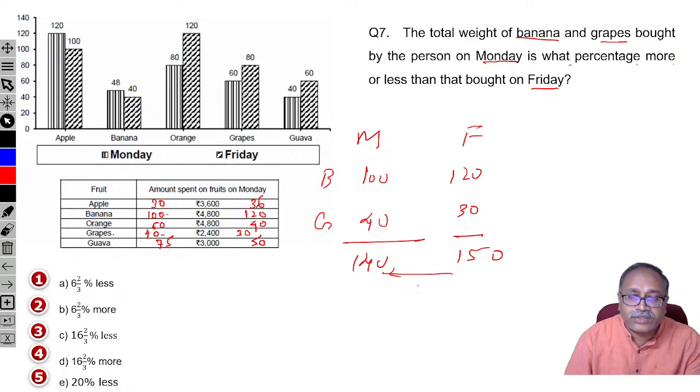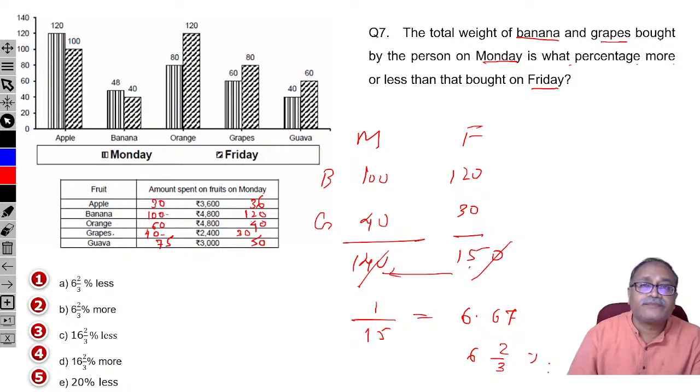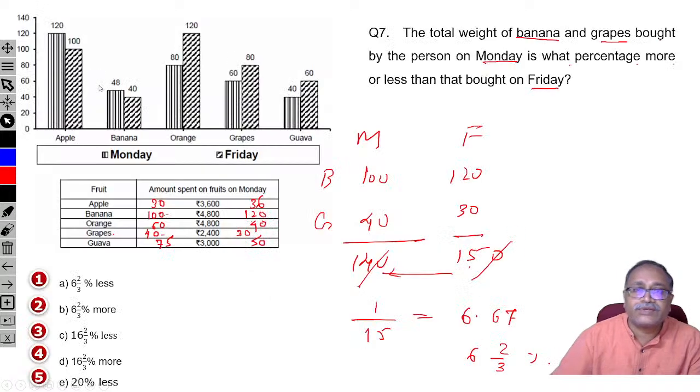So when you say that, you can cancel this one because I need to find out the percentage increase. So 1 more over 15. So what is 1 by 15? We already know in the percentage chapter, 1 by 15 is equal to 6.67, or it can also be written as 6 2 by 3 percentage. That's all. So do we have any option 6 2 by 3%? Yes, option 2. Let's check that. Yes, that's right. So our answer is option B, Aman.